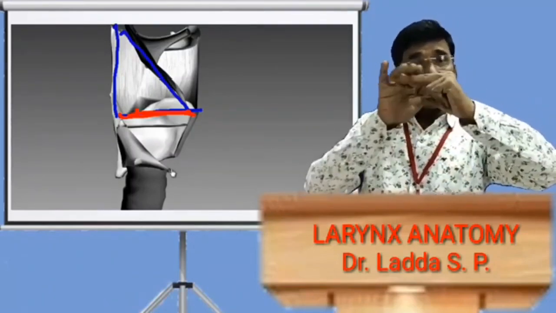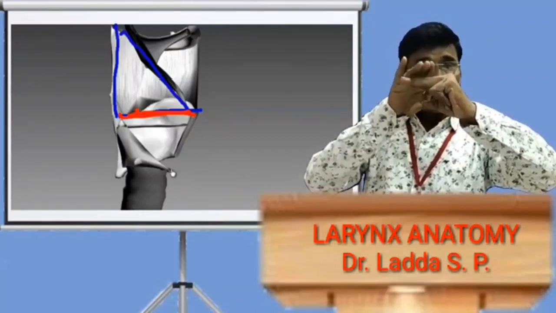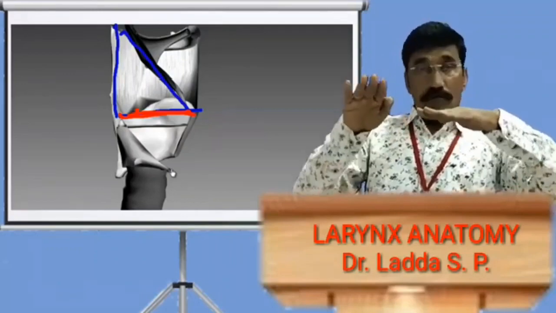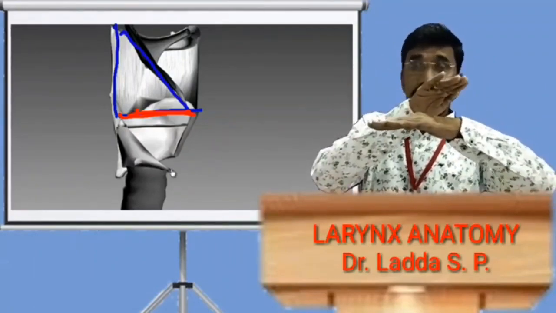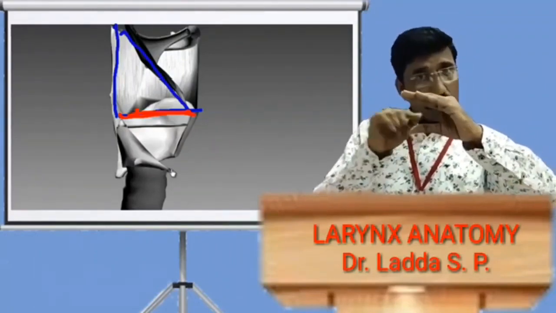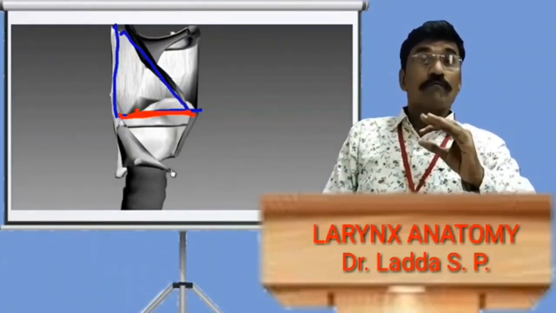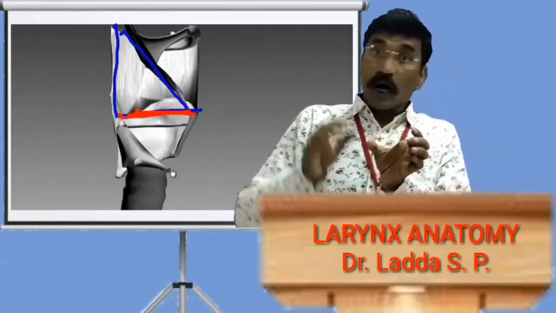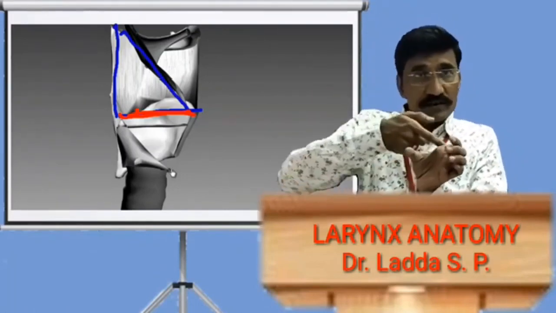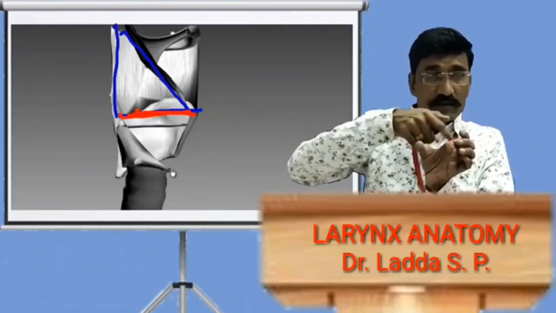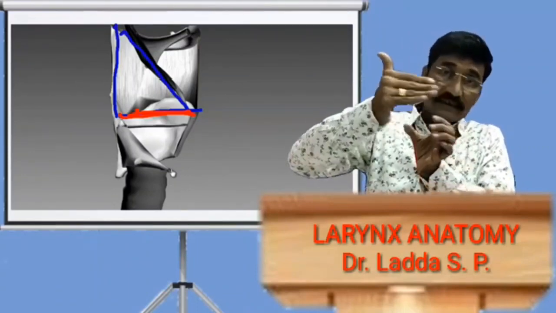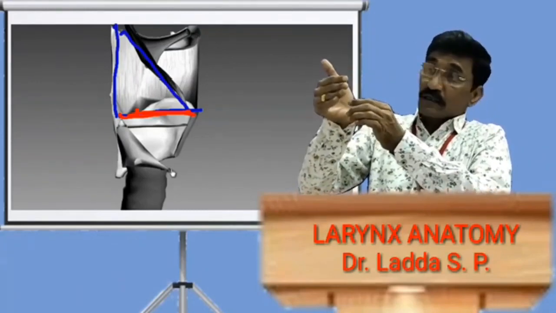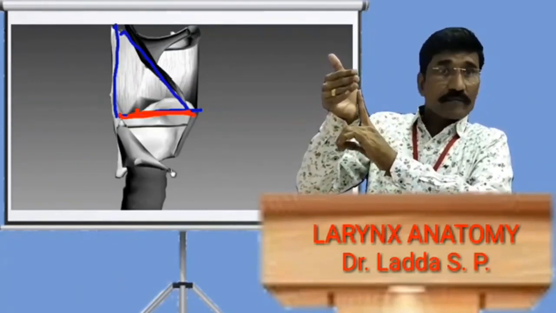So this is about the upper part of the sinus. The upper part of the sinus is bounded by the vestibular fold, and we know the lower part of the sinus is formed by the vocal folds. Now how are the vocal folds formed? This is the cricoid. Now here is the thyroid. This is the cricoid, here is the thyroid. Now this is one lamina of the thyroid and another lamina of the thyroid.